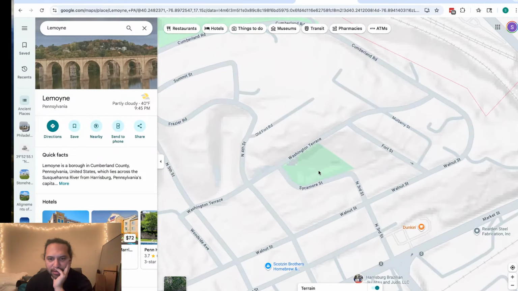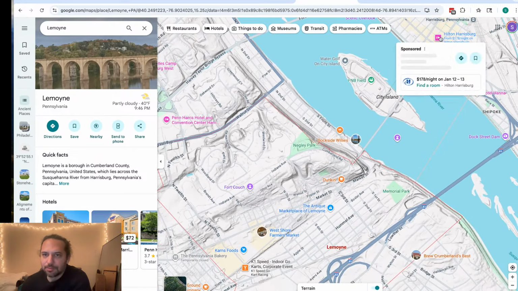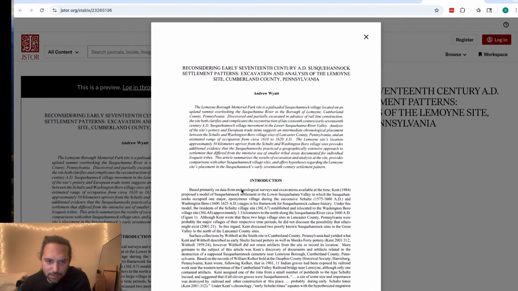Fort Couch? That's a cool name for a fort. Sounds comfortable, right? Man, I don't know where it's going to be. Let's look at the paper and see if it says.